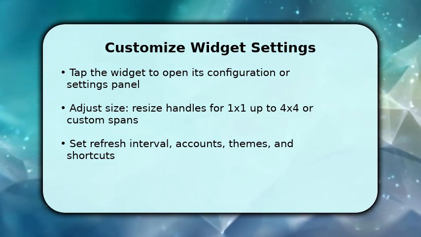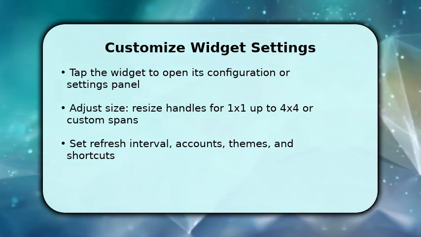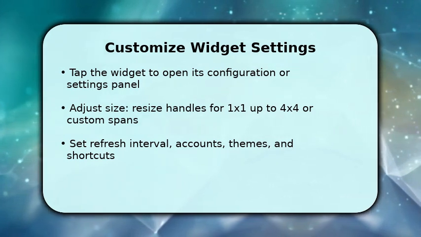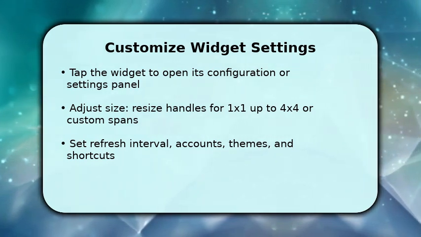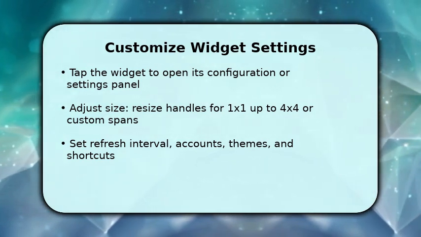Resize it by long pressing and dragging handles to change columns or rows. This affects how much content shows. Make sure to set themes and shortcuts so the widget matches your workflow. After adjusting, test interactions to confirm buttons and taps work as expected.